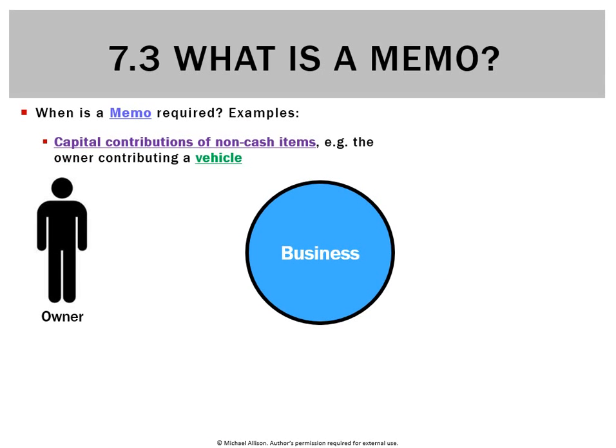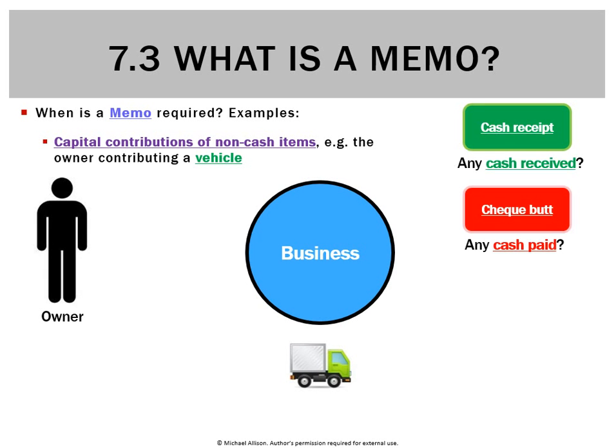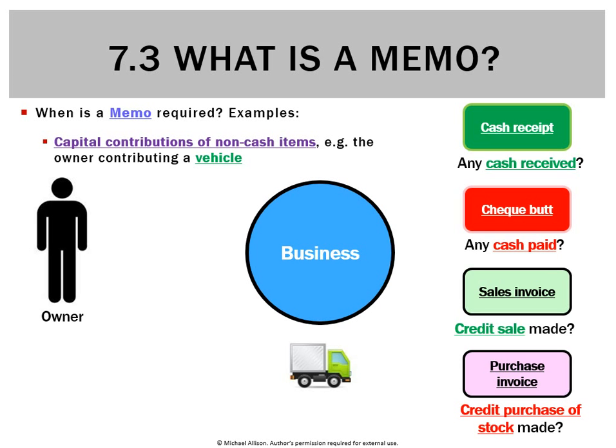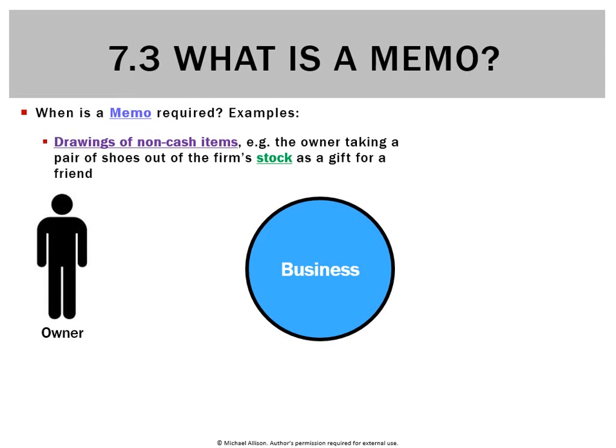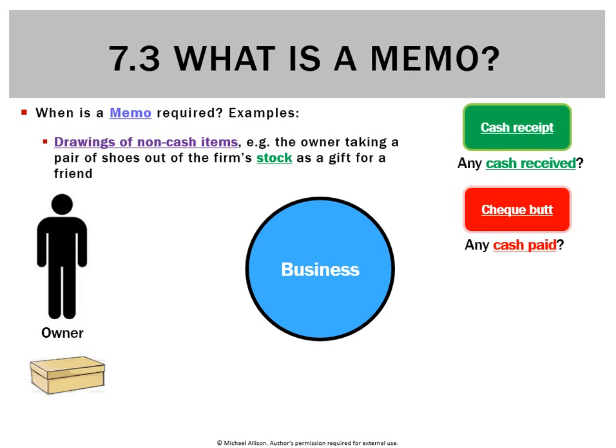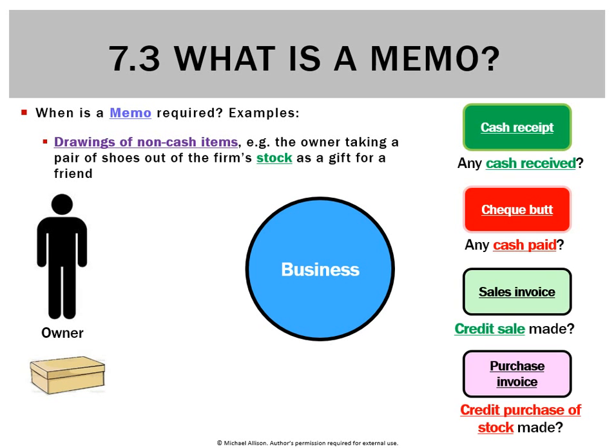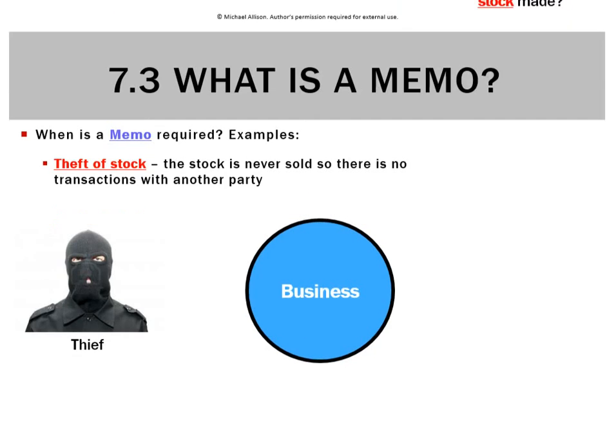But for example, if the owner contributed a non-cash item to the business, e.g. a vehicle, that's simply not any cash received, any cash paid, a credit sale, or a credit purchase of stock. So none of those documents are any good, so we won't be able to use them. Likewise, if the owner takes out something that's not cash, e.g. stock, they take out stock as a gift for a friend, there's no cash received or paid, no credit sale or credit purchase of stock being made, so none of those documents will be suitable.